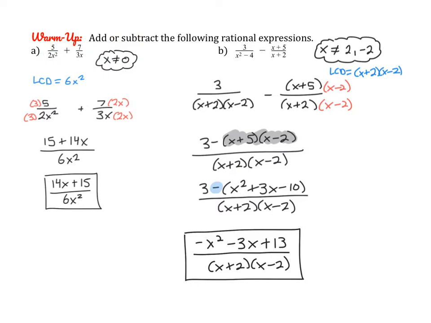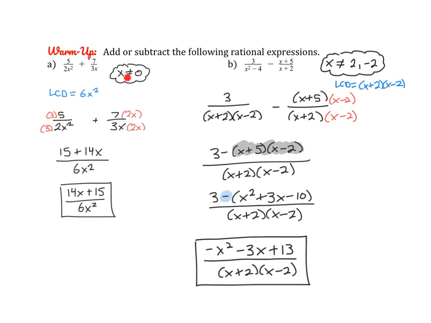So remember, first thing we should do when we're adding or subtracting is we should still list the excluded values. For the first one, x cannot equal 0. And then we look at our LCD, which in this case is 6x squared. So on the left, we need to multiply by 3 over 3 to achieve 6x squared. And on the right, we need to multiply by 2x over 2x. And then once the denominators are the same, we simply add the numerators. So 15 plus 14x, or in standard form, would be 14x plus 15 over 6x squared.